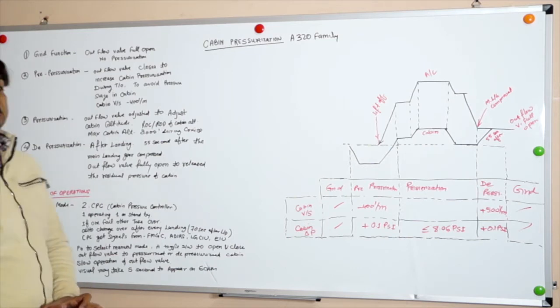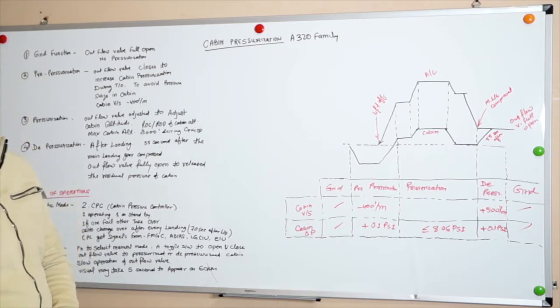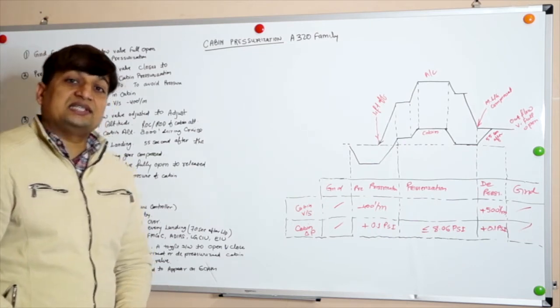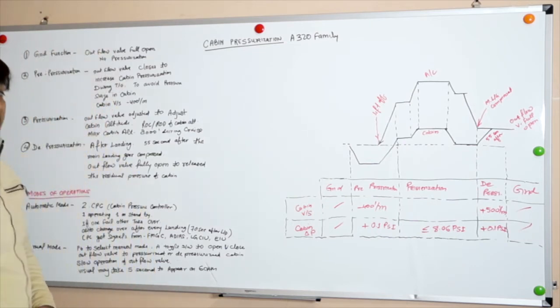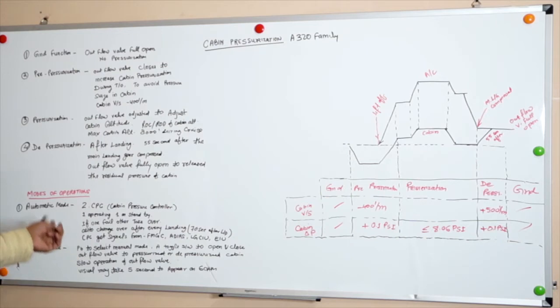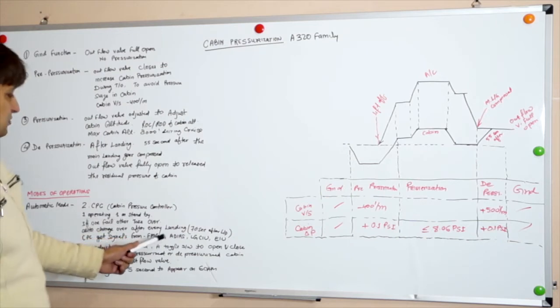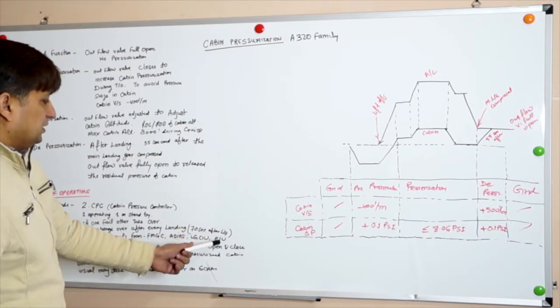And the most important thing: how does the CPC come to know how much rate of climb has to be maintained, how much cabin altitude has to be maintained, how much the outflow valve has to be open, how much it has to be closed, and when? So how does it calculate and how does it work? It depends on many signals. The CPC gets signals from FMGC, ADRS, LGCO, and IEU.